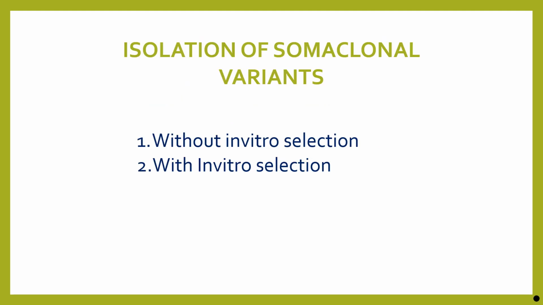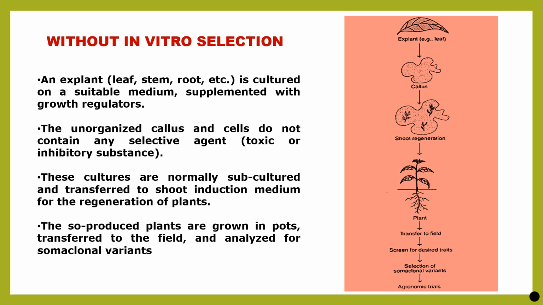Okay, now isolation of somaclonal variants. This can be done by two processes, that is without in vitro selection or with in vitro selection. So first let's see what is without in vitro selection. In this kind of selection, you will take an explant. An explant can be a leaf, stem or root, etc. And then we'll culture it in a suitable media.